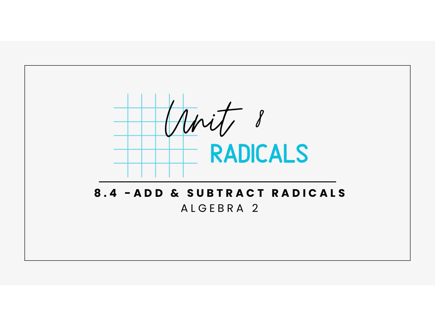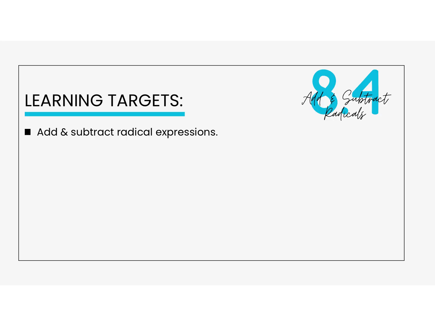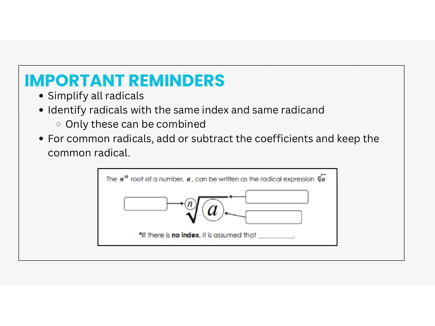Okay, this is 8.4, adding and subtracting radicals. So we are going to learn how we add and subtract radical expressions. To do that, we need to remember to first simplify any radical, then identify radicals with the same index and same radicand, because only these can be combined. And I'll tell you what that means in a second. And then when we have those common radicals, we're going to add or subtract the coefficients and keep the common radical.